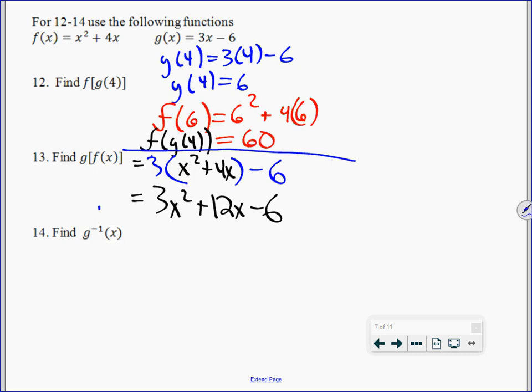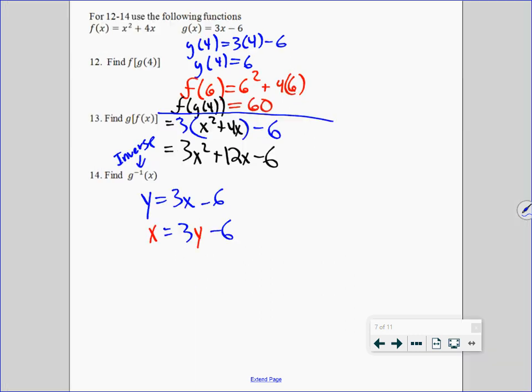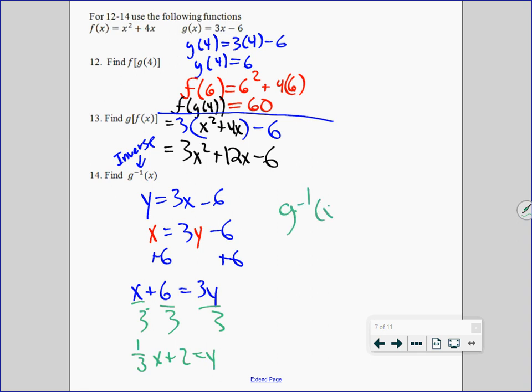So for this last one, this symbol means inverse. What it's asking you to do is to switch x and y, and then solve for y. So I would add 6 to both sides. I'd get x plus 6 equals 3y. Divide both sides by 3 and get 1/3 x plus 2 equals y. So the inverse of f of x is 1/3 x plus 2.